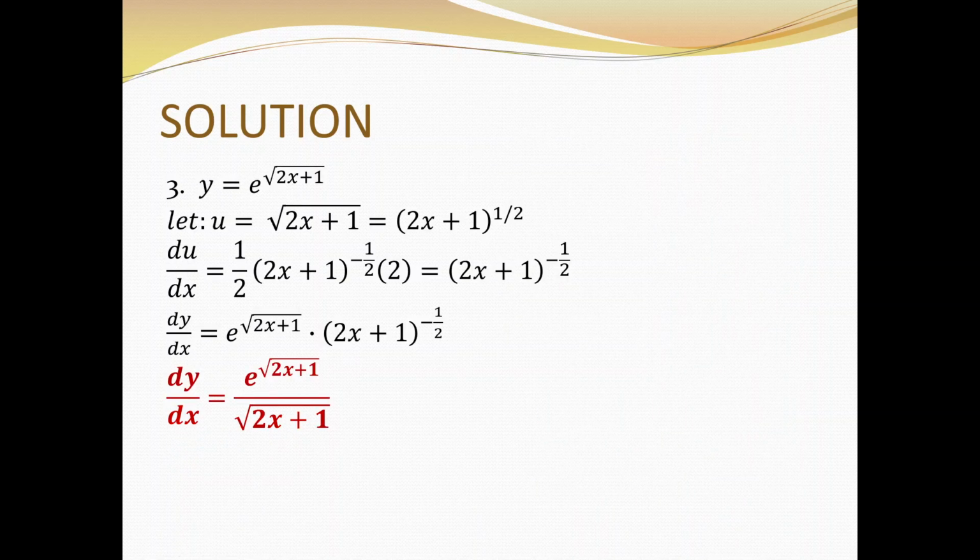For number 3 example, our given is y equal to e raised to the square root of 2x plus 1. So we can consider that our u, which is the exponent given, is the square root of 2x plus 1. Similarly, it is better to determine the derivative of u first, and then we'll just substitute into the derivative of the function y. So by means of power derivative, this is understood to be raised to 1/2 also.